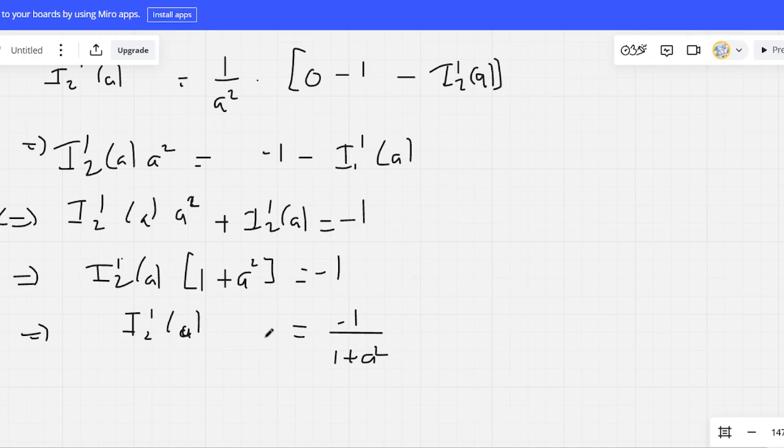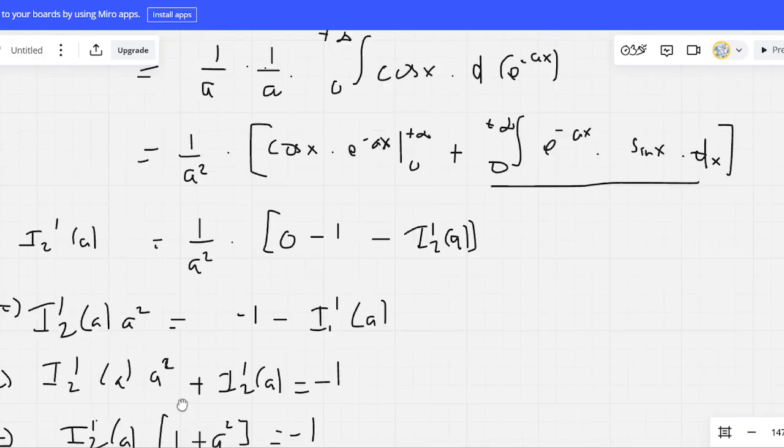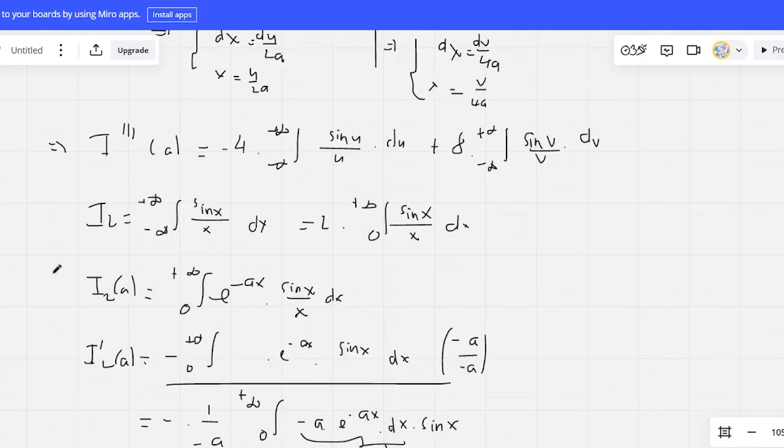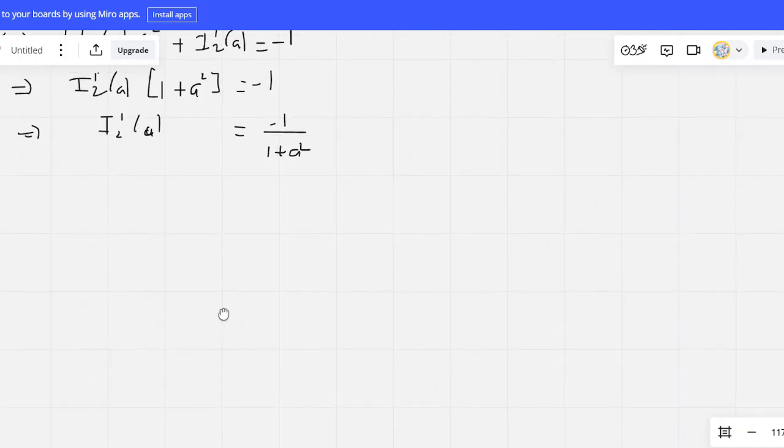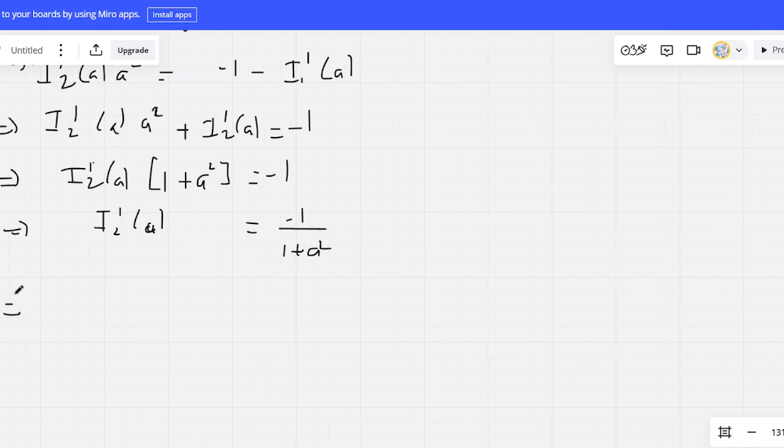And now that we get this result, what we can do is recover our original function, because remember, we want to find this function here. If we find what this parameter is, we just plug in a equals 0 and we get back I sub 2. So let's go. To do that, we're going to integrate both sides with respect to a. We'll get the integral of I prime 2a dA equals the integral of minus 1 over 1 plus a squared dA.